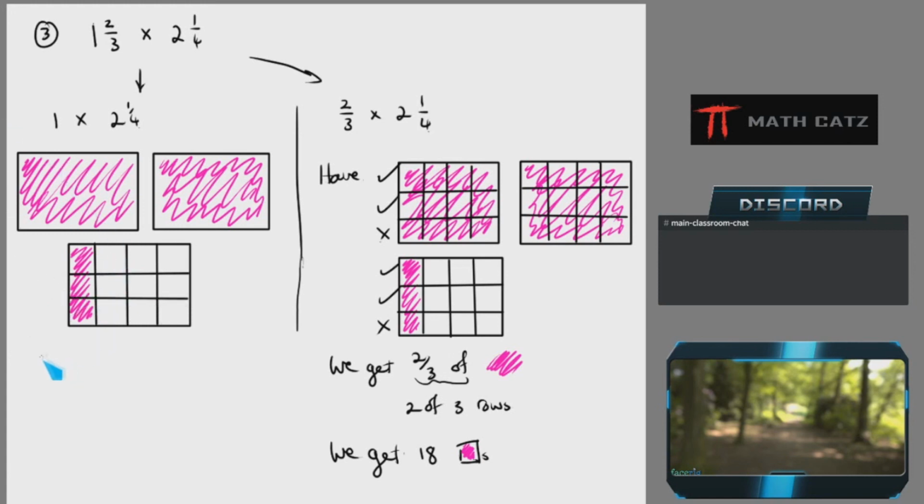Alrighty. So now here, let's separate this nicely. Here we get 2 whole rectangles and another 3 pink pieces.